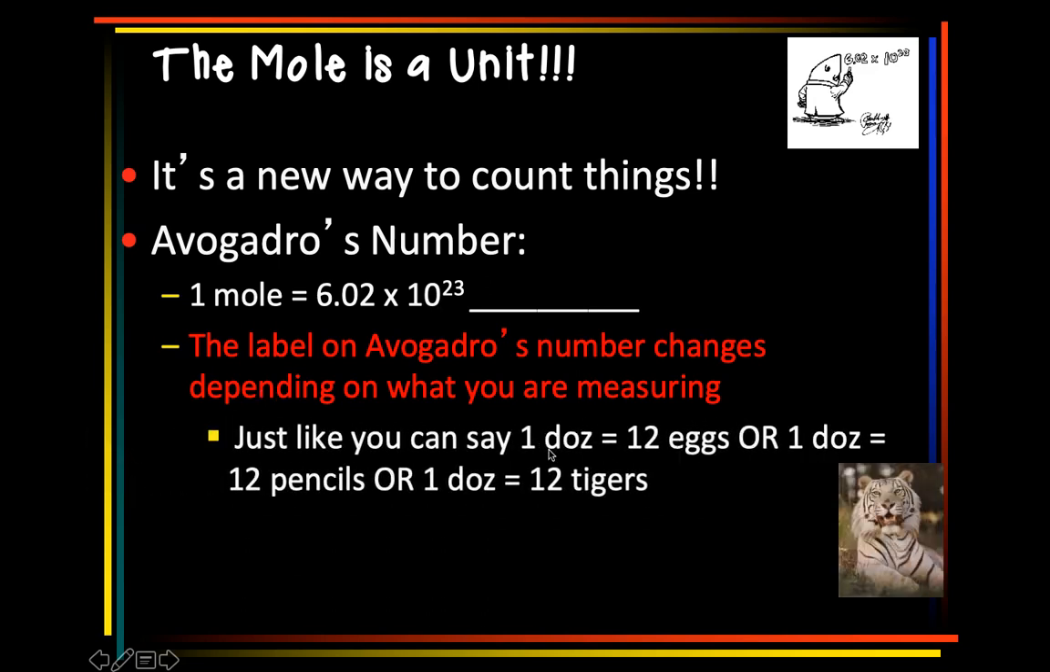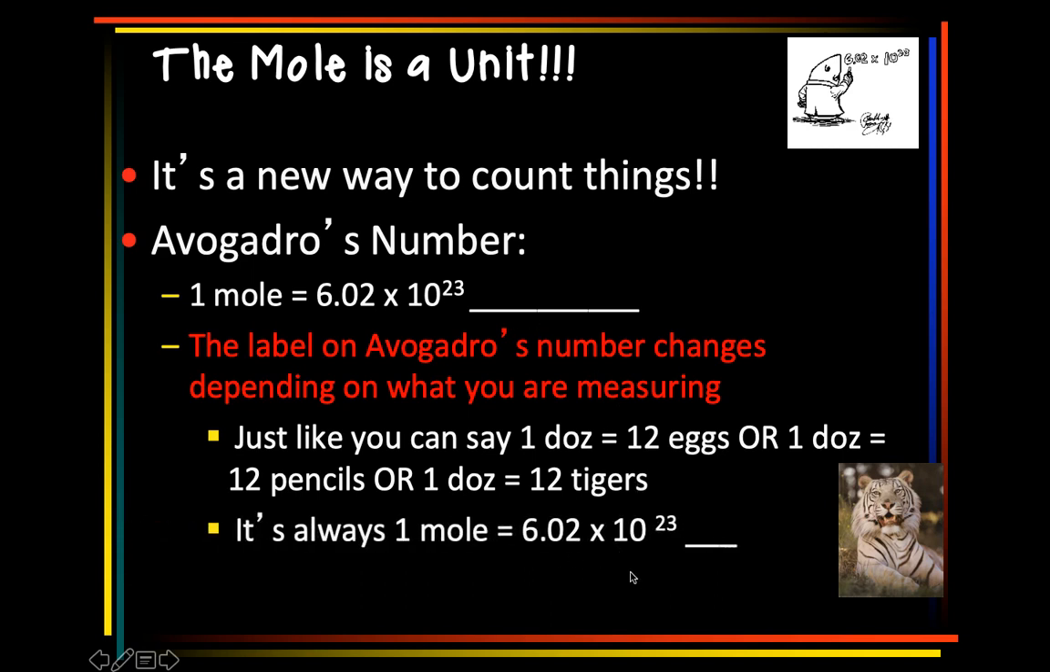So like this example I was giving before, 1 dozen is 12 eggs. It's always 12, or it could be 1 dozen equals 12 pencils or 12 tigers or whatever. It's always 12 and it's always 1 dozen. So it's always 1 mole and it's always 6.02 times 10 to the 23rd. But the label depends on what we're talking about. So let's learn how we fill that in.